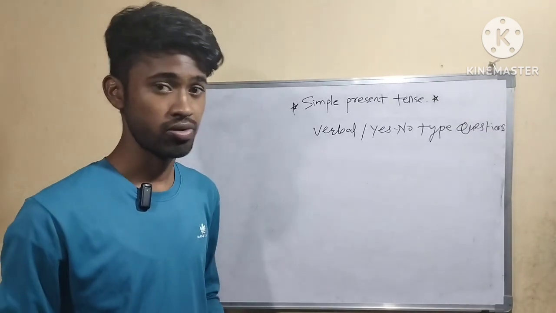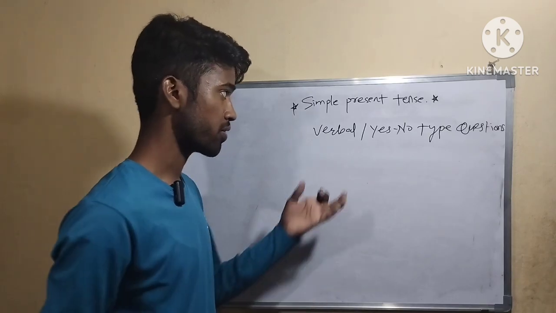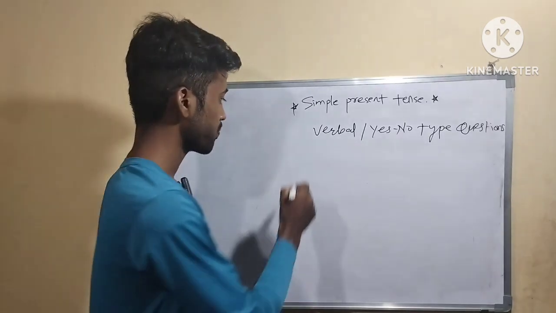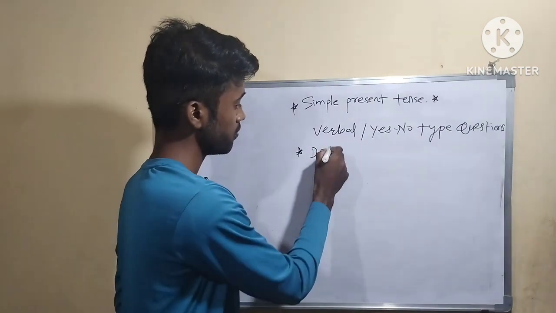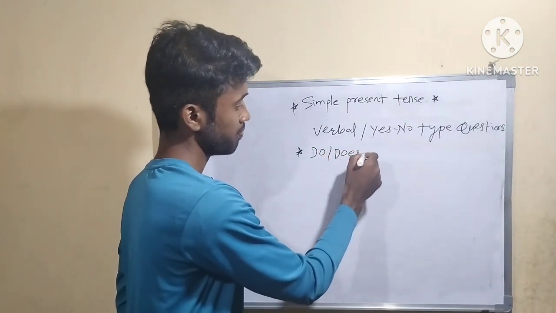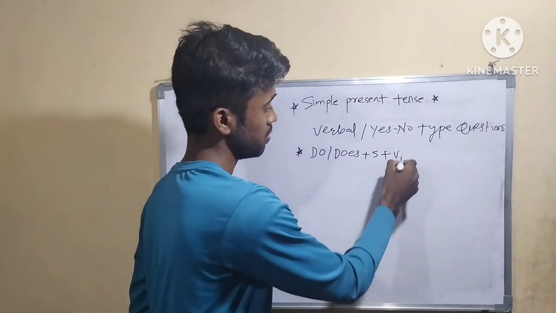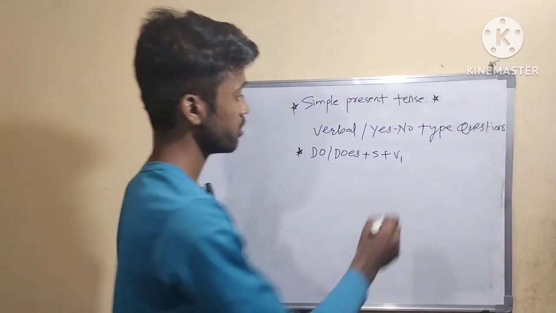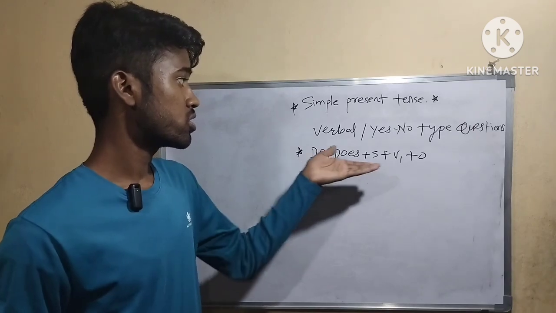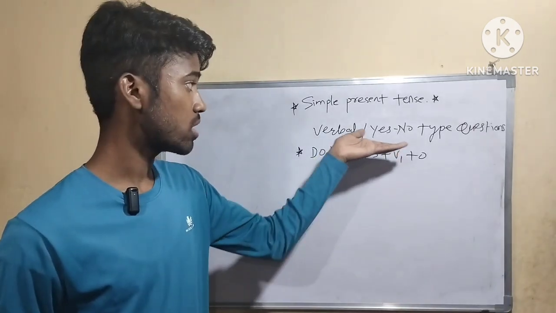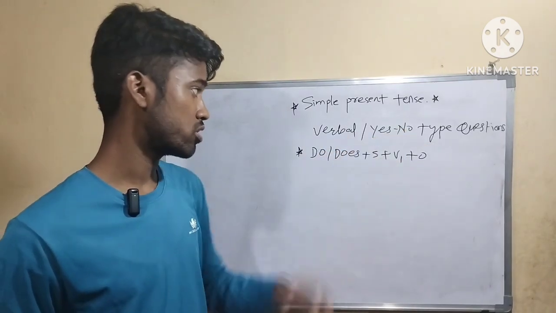First, let's see the structure. What is the structure? In simple present tense, the structure of verbal or you can say yes no type questions: at the first place, we use do or does. After that, subject. After that, first form of verb, and after that, object. This is the structure of verbal or yes no type question.